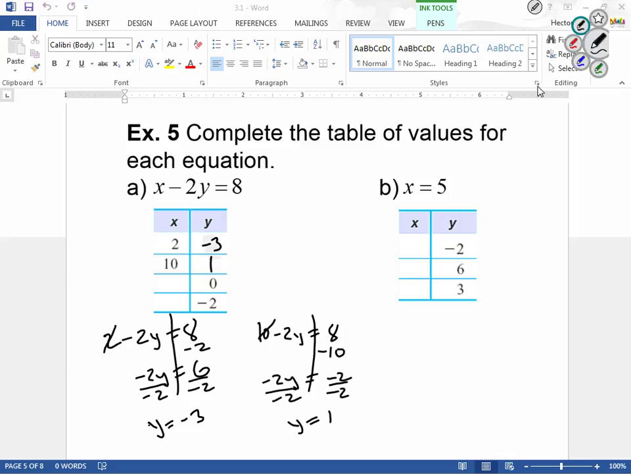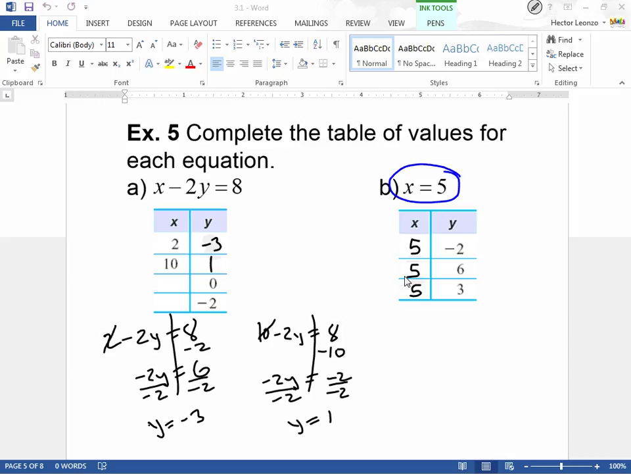Even for my example B, when you guys see only one variable, right, you don't see a value of y, you only see x, x equals 5. So it doesn't matter what value of y you give me, the x value is 5. So here, this is 5, this is 5, this is 5, right? It doesn't matter what value of y you give me, x equals 5.